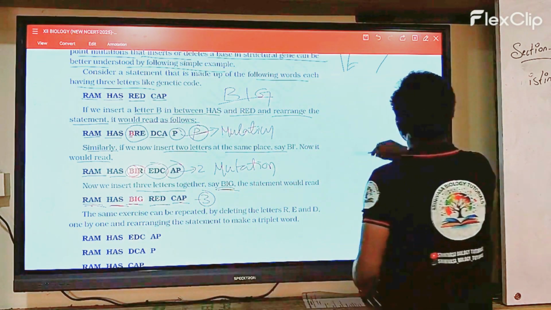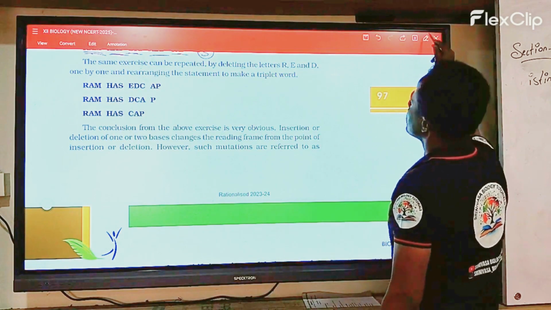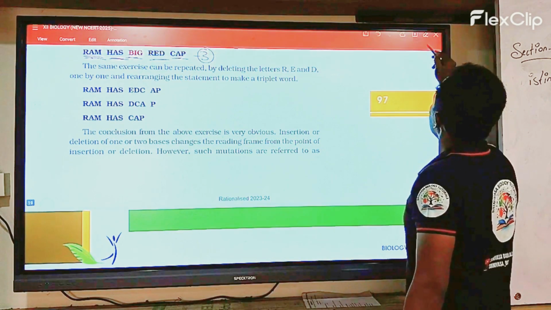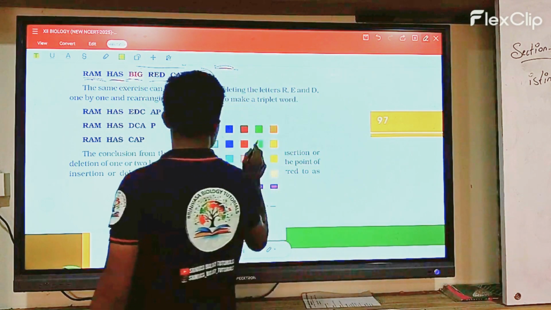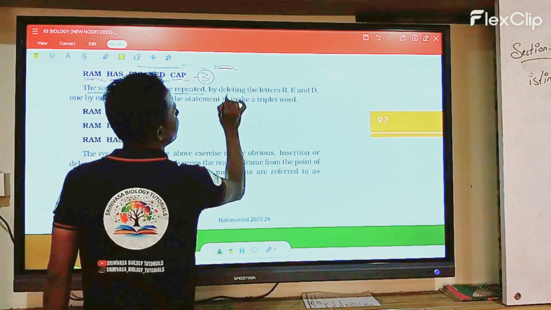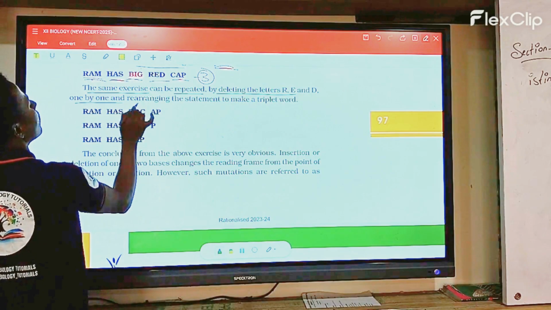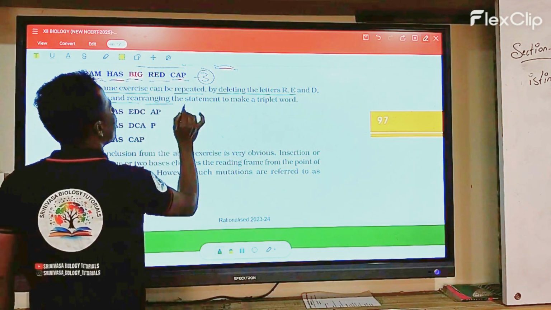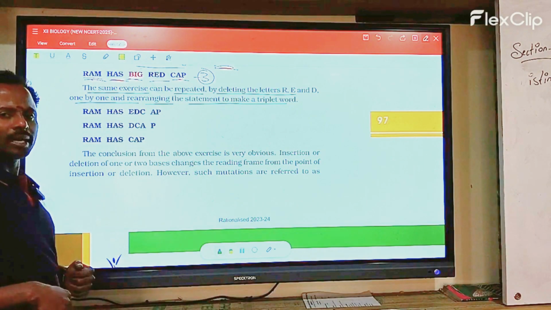Now what is it? It is addition of codons. Here, addition of the codons. Let's see now the deletion of the codons. Let us now discuss the deletion. See, in the same exercise, the deletion of R E D is repeated one by one, with the rearrangement of the statement made as triplet words. See here, now one by one we remove.